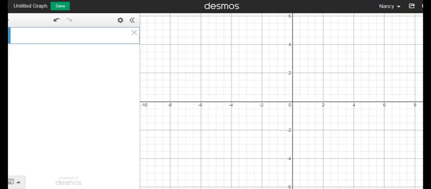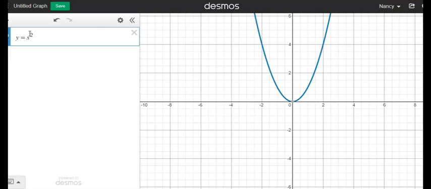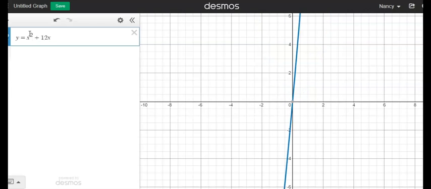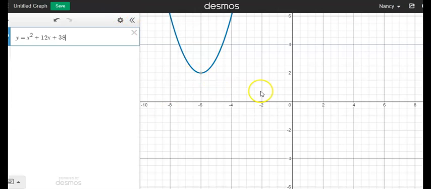Type it in Desmos. You can type in y equals, you don't have to. Y equals, my first one was x squared. Click x, shift 6, and then a 2, and that's going to give you that x squared. Now click tab, and it'll bring it back down. Plus 12x plus 38. Oops, not 39, 38. There's my parabola.